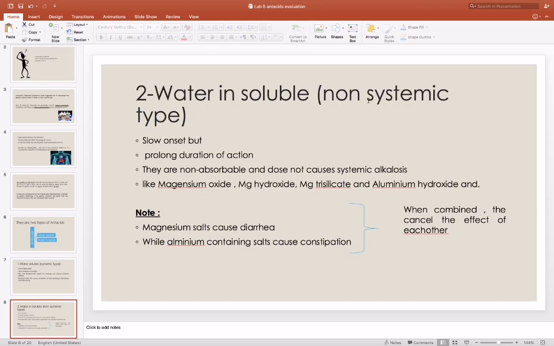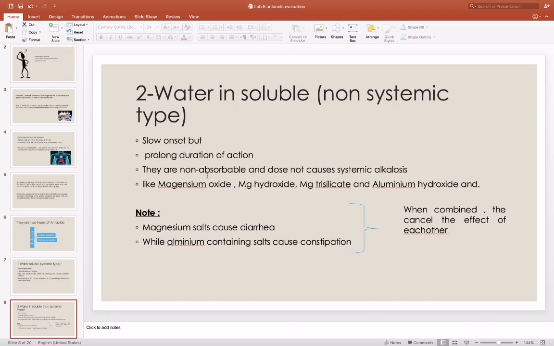They are non-systemic. Why they are non-systemic? Because they are non-absorbable. When they are not absorbed they will not result in systemic side effects. لذلك هي تعتبر أكثر safe بحالة hypertension or edema or heart failure. Why? Because they are not absorbed in the systemic circulation and don't cause systemic effect or side effects in general.